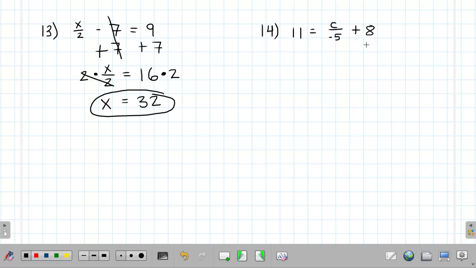Number 14, very similar to what we just did, except, as you see, we've had this problem before, the variable's on the right-hand side, which technically isn't a problem at all. If you can see how to solve this equation from here, it's going to be the same steps. It's just you're going to end up with your variable on the right-hand side instead of the left-hand side.